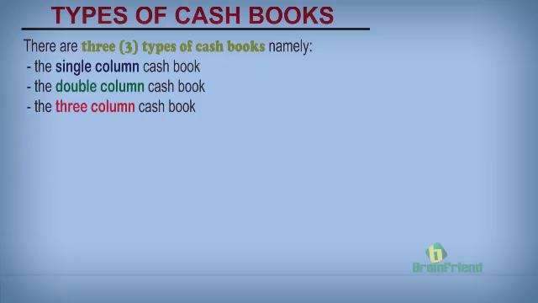There are three types of cash books. The cash book maintained by the cashier may either be a single column cash book, a double column cash book, or a 3-column cash book, which means the cash book is made up of columns. If the types can be single, double, or 3 columns, it means there are columns in the cash book. But what column are we actually referring to when we classify cash books by columns? We are looking at the amount side of the cash book.